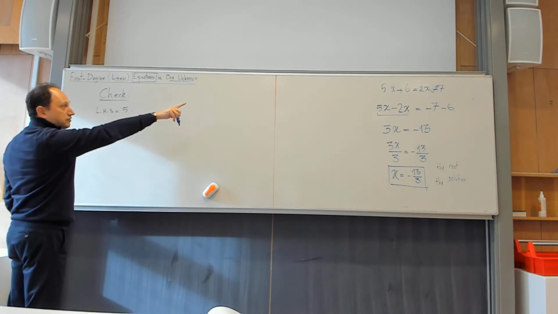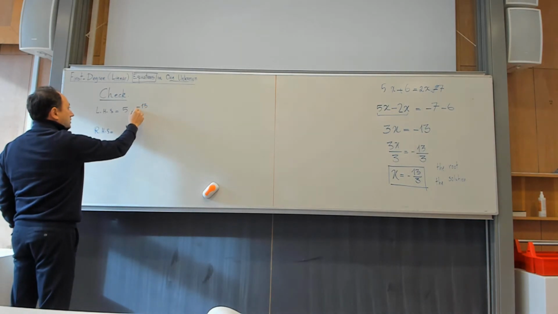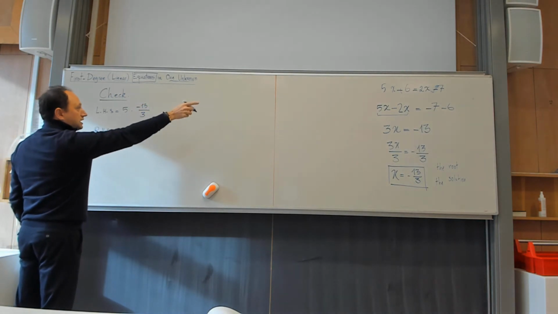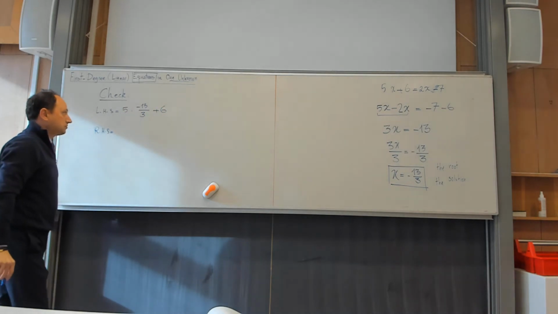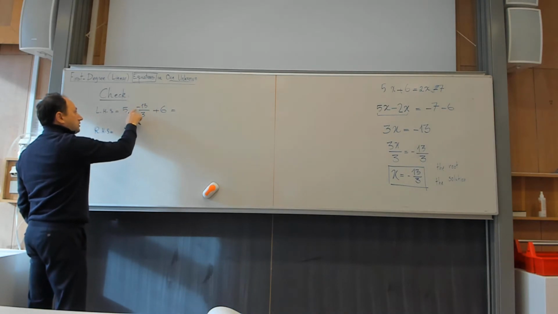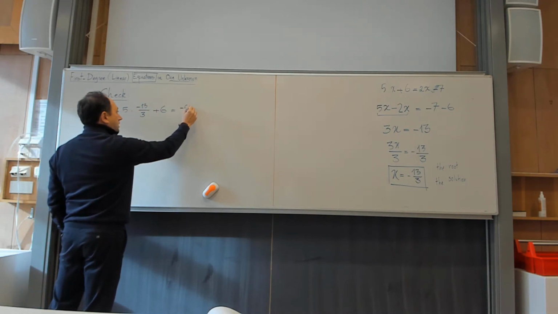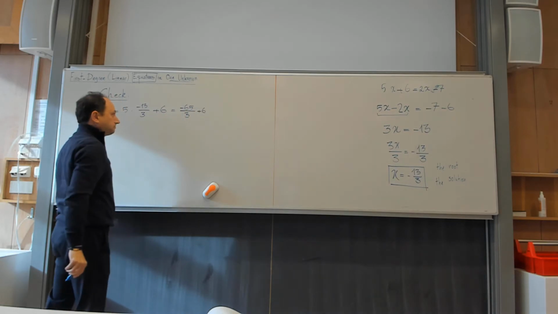Multiply. Instead of x, I replace it with that number. It's minus 13 over 3. And then after that, I have a plus 6. And I patiently calculate this. For example, if I want to multiply these two numbers, 5 times that one is minus 65 divided by 3, and then I have plus 6.